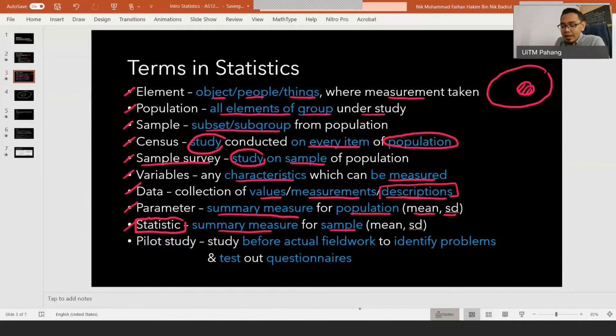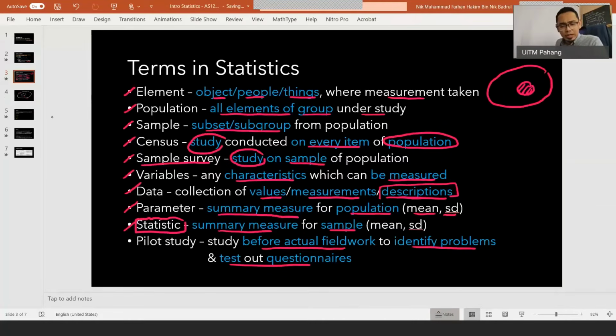Okay, so we have pilot study, which is a study conducted before actual work. Kita nak buat kajian, tapi kita buat dulu soalan survey. Kita pilot study, kita test dengan kawan-kawan kita dulu. Why we have to do the pilot study before the actual fieldwork? It is to identify problems. Nak kena pasti apa masalah yang wujud, ataupun to test out the questionnaires. Nak test soalan-soalan ni ada soalan sensitif tak? Kita kena check.